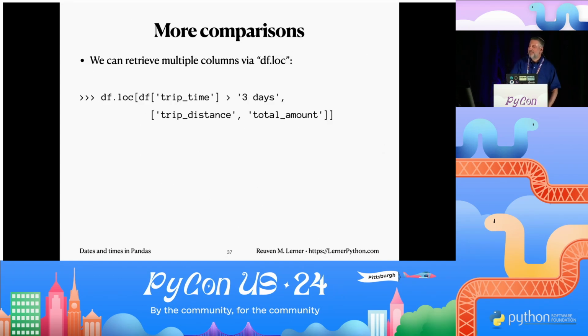I can retrieve multiple columns via df.loc. So I can say, find me all the rows in which the trip time took greater than 3 days, and for all of those miserable people sitting in a taxi for 3 days, how far did they go? And how much did they pay for the privilege?